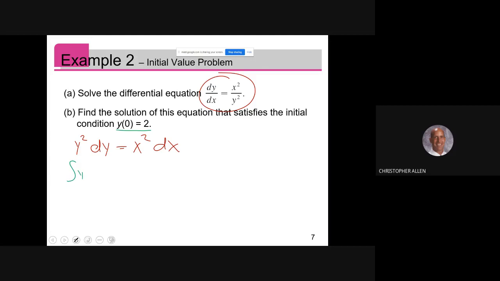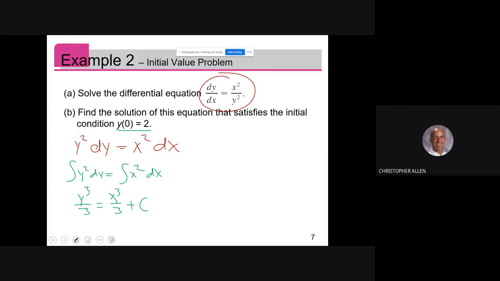We're going to integrate y squared dy equals x squared dx. Well, we already looked at a squared one, so that should be y to the 3 over 3, I think. So that'd be y to the 3 over 3. And of course, x squared is going to be exactly the same thing, except with the variable x. And then don't forget your plus c.